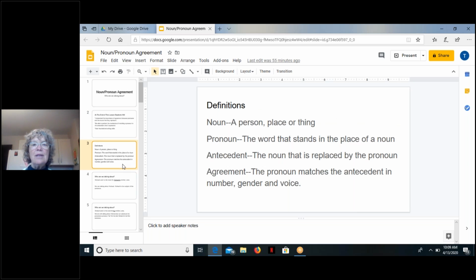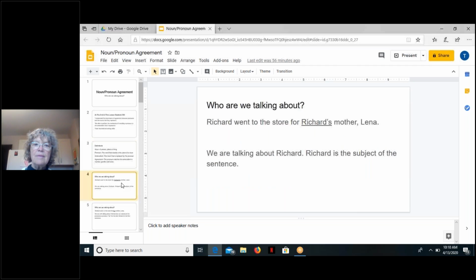So I want to begin with some definitions. A noun is a person, place, or thing. A pronoun is a word that stands in the place of that noun. The antecedent is the noun that is replaced by the pronoun. And agreement means that the pronoun matches the antecedent in number, gender, and voice.